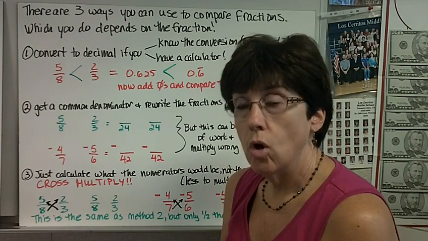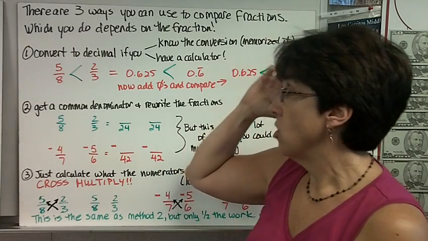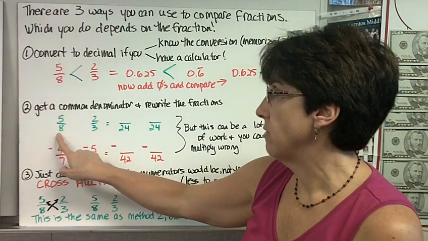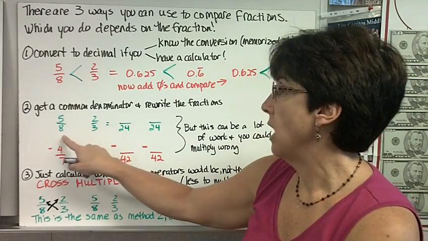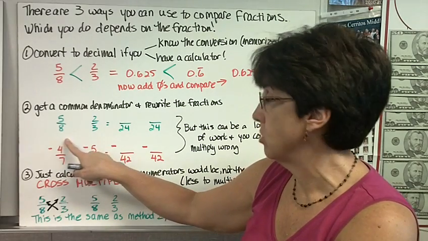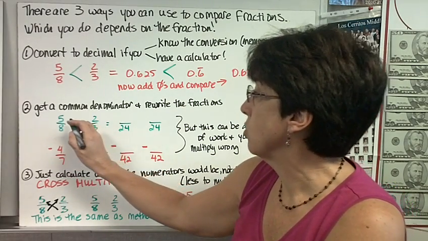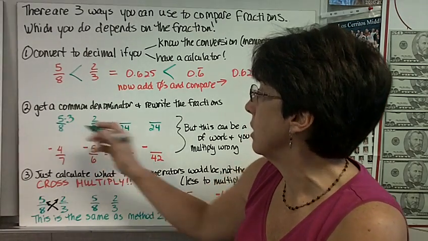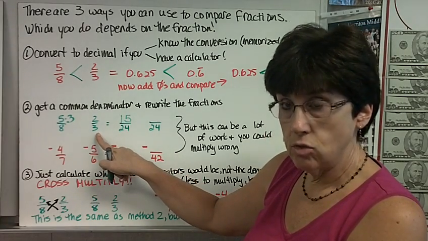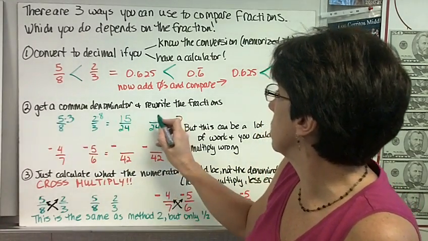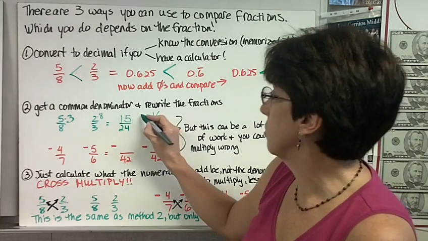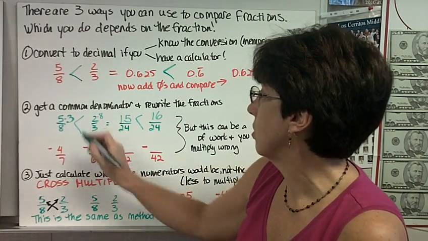What if you didn't know the conversions? You can always get a common denominator and rewrite the fractions. So here I have the same problem, 5/8 versus 2/3. The common denominator happens to be what you get when you multiply the two denominators, 24. 8 times 3 is 24, so I need to do 5 times 3, which is 15. And 3 times 8 is 24, so I need to do 2 times 8, which is 16. Now we just compare the numerators. 15, 16. I know 16 is bigger, so that means this one was bigger too.